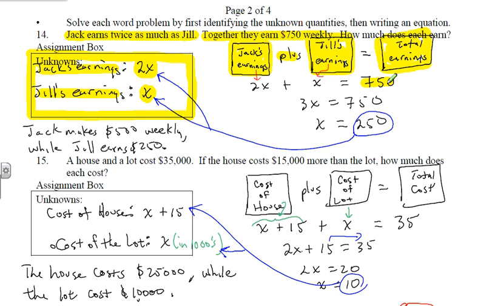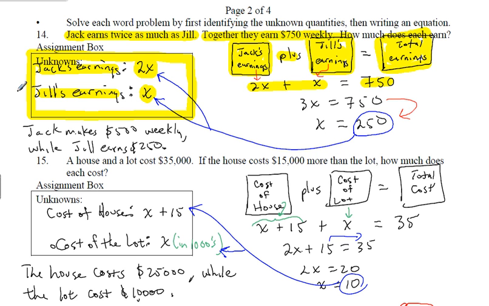Now, solving the equation is very simple. All I do is simplify the left-hand side: add the 2x and the x, which gives me 3x. Then I divide both sides by 3, and I get x equals 250. Notice how I didn't show the step where I divided by 3. I'm going to start skipping those steps, and you should be able to follow how I went from this step to that step there.